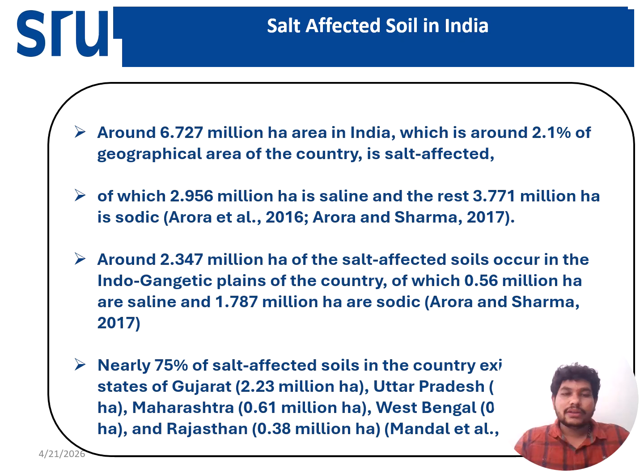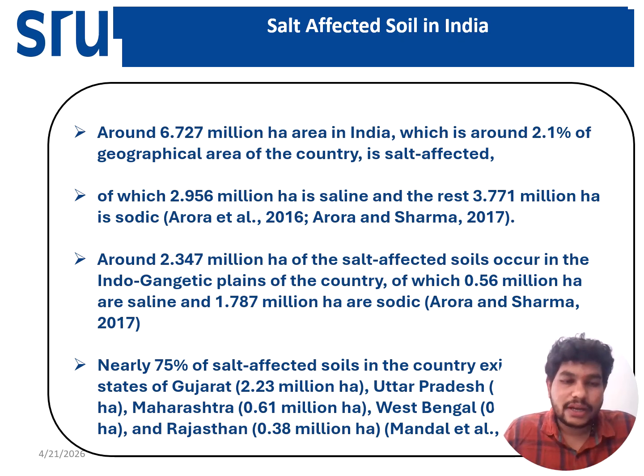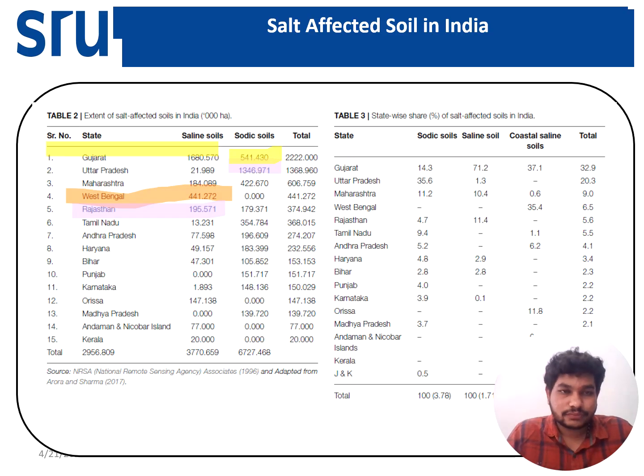If we compare the states in India, 75% of the salt affected soil is observed in Gujarat, Uttar Pradesh, Maharashtra, West Bengal, and Rajasthan. Here is the state-wise salt affected area in India. The highest saline soil is in Gujarat, second highest in West Bengal, then Rajasthan and Maharashtra. The highest sodic soil is observed in Uttar Pradesh, followed by Gujarat.